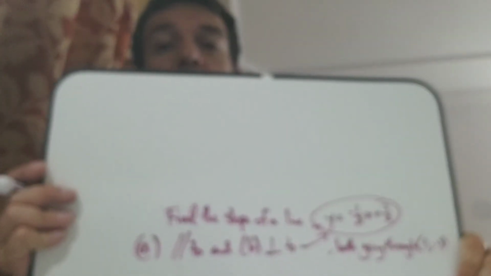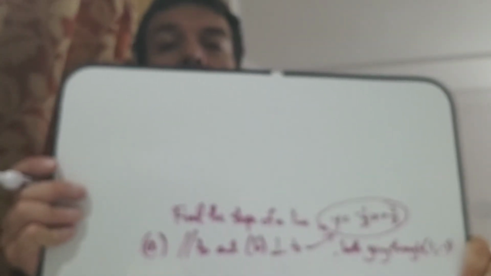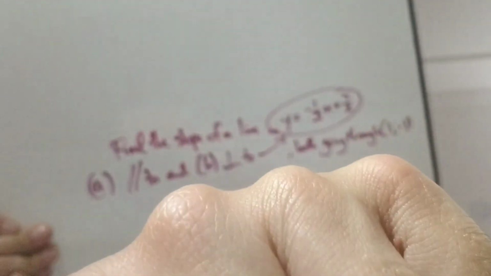Find the slope, why am I blurry? Shouldn't be the case. All right. So anyway, find the slope of a line. It's still blurry. What the hell's going on?